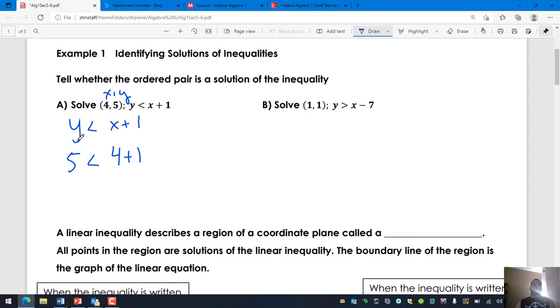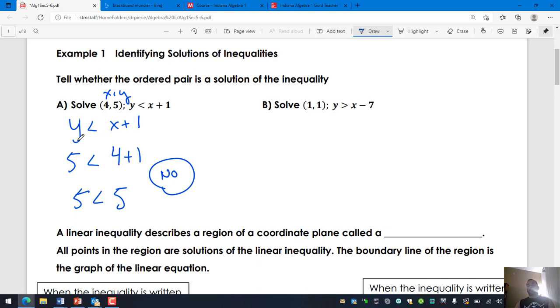So I'll plug in 4 for x, 4 plus 1 on the right, and then y is 5. So I ask myself this question: is 5 less than 4 plus 1, which is 5? Is 5 less than 5? No, it is not. It might be equal to, but it's not less than, so this is not a solution.